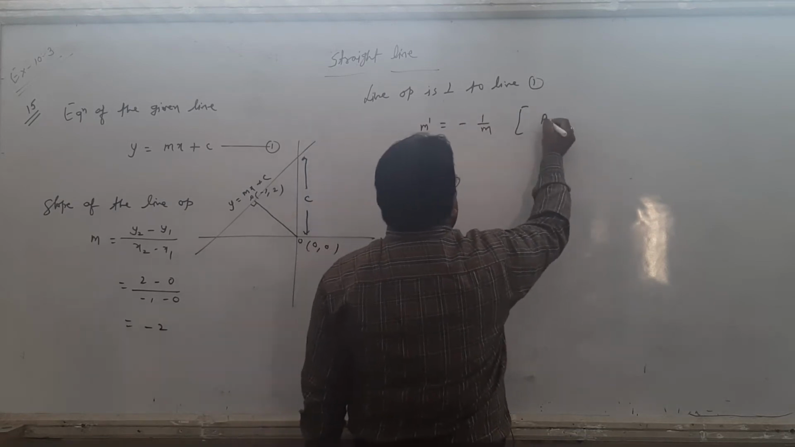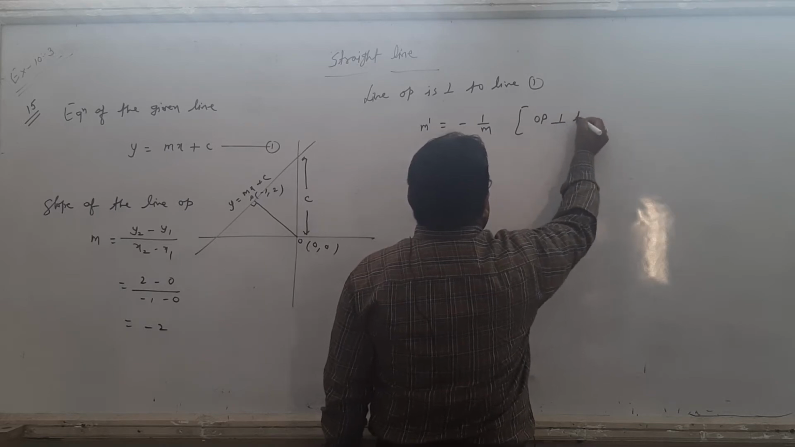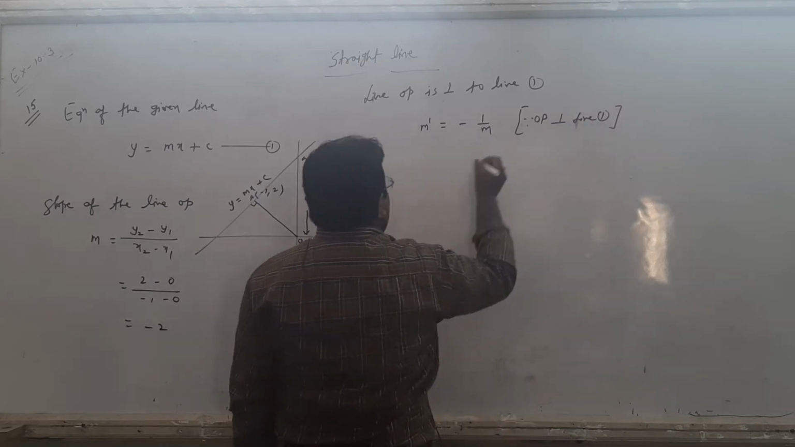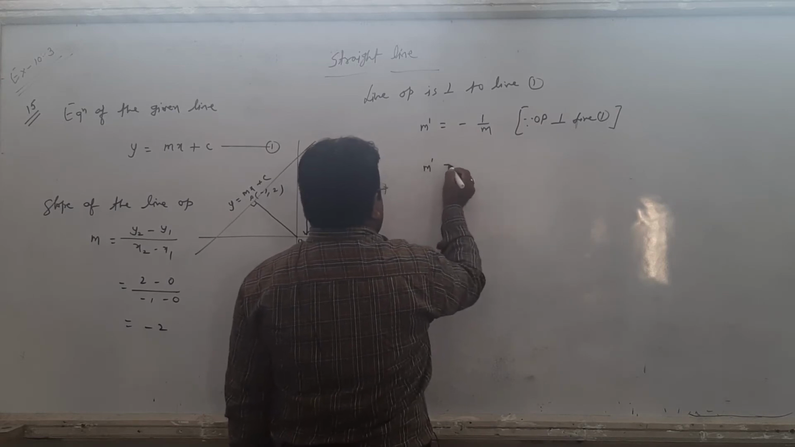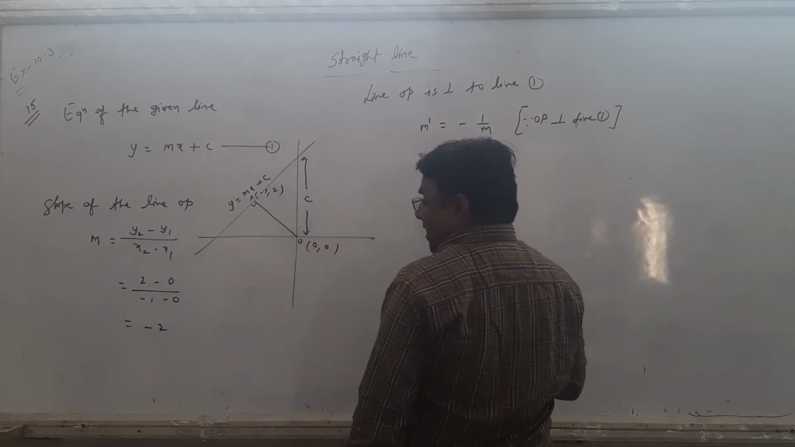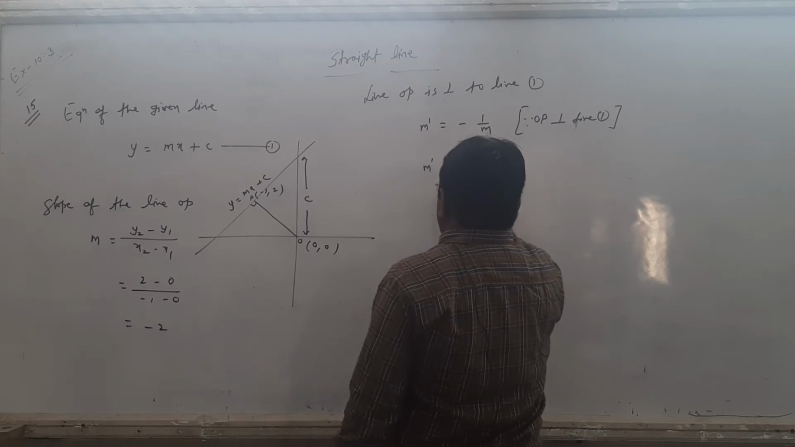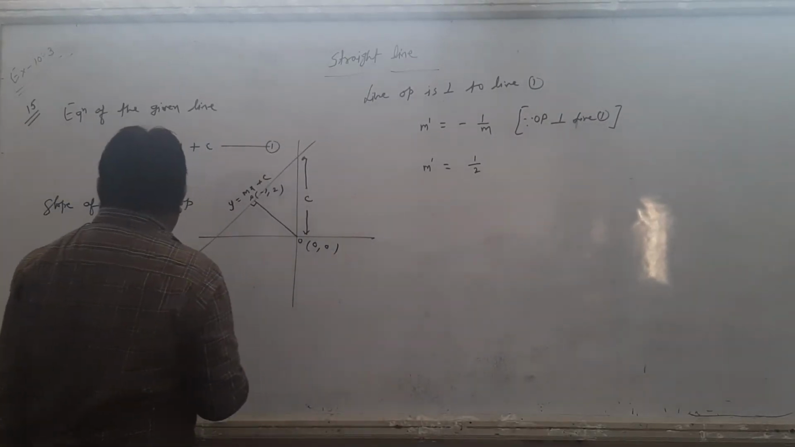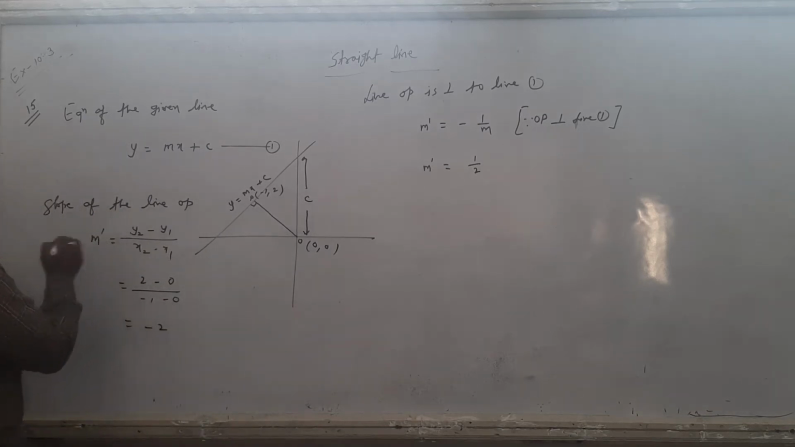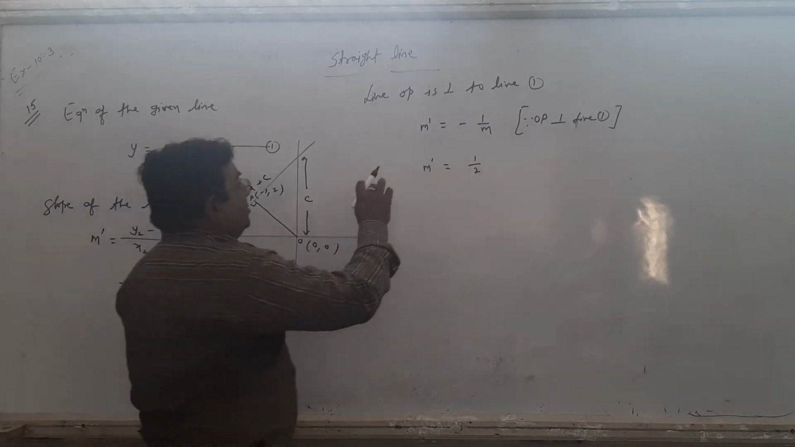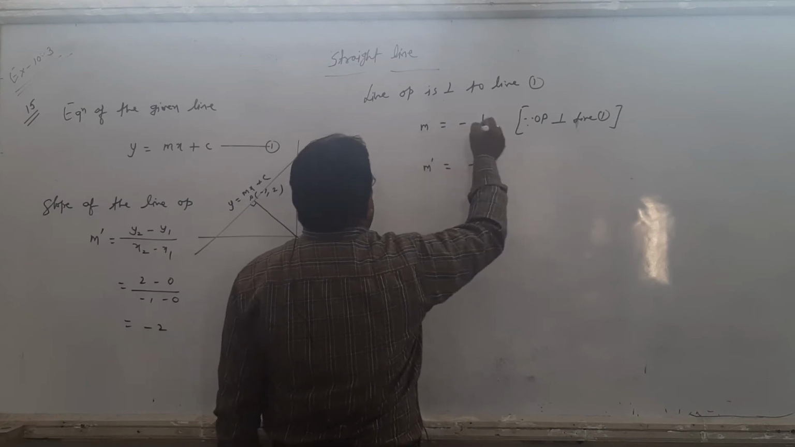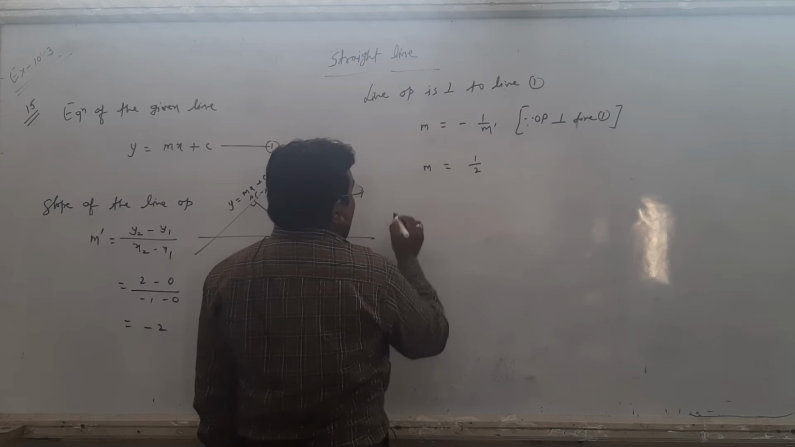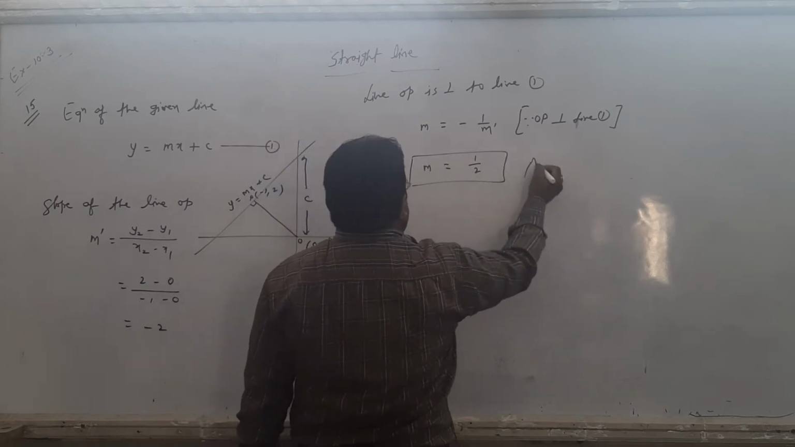Why? Because OP line is perpendicular to the given line. So then m dash is the slope of the given line, that is the reciprocal, 1 upon 2, and negative becomes positive. So this is my first answer. I found the slope of OP line denoted by m dash. But now find the slope of this line, right? m is already given, therefore m equals 1 by 2. This is my first answer.